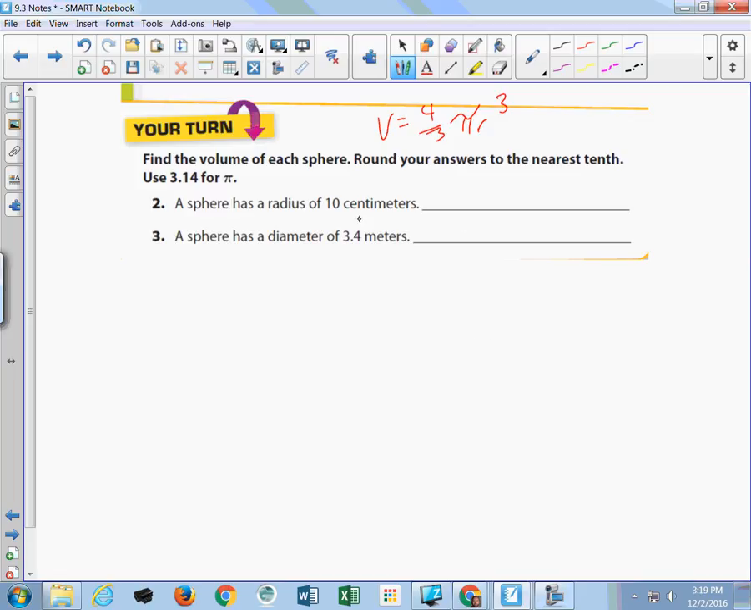So a sphere has a radius of 10 centimeters. All we need here is radius, so we're only looking for one measurement in all of our problems. So V equals 4/3 times 3.14 times 10 cubed. You punch that into the calculator: 4 divided by 3 times 3.14 times our radius, which is 10. To cube it, you're going to do the little house top and then put 3.